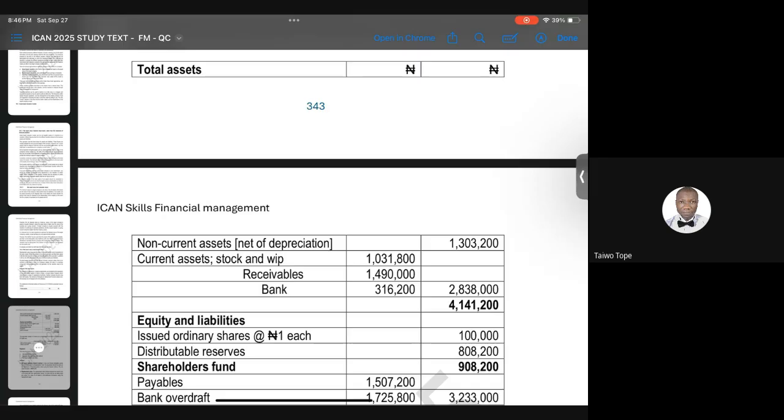So based on this now, the historic approach, the worth of the business is the value of what? Of the shareholders fund. Value of the shareholders fund without any adjustment to the statement of financial position. Without any adjustment to the statement of financial position. Now we can have a case.